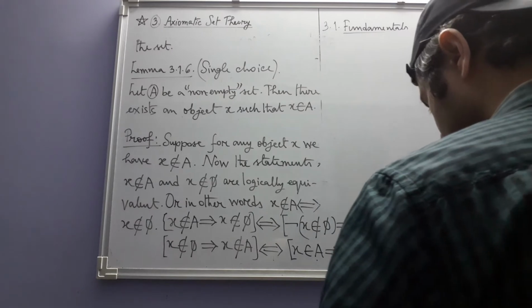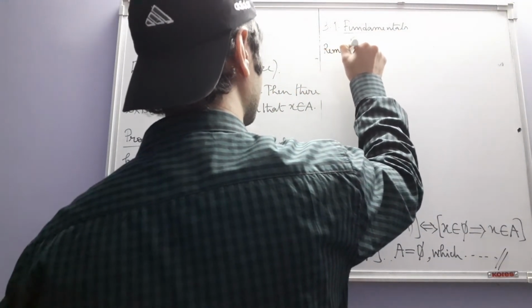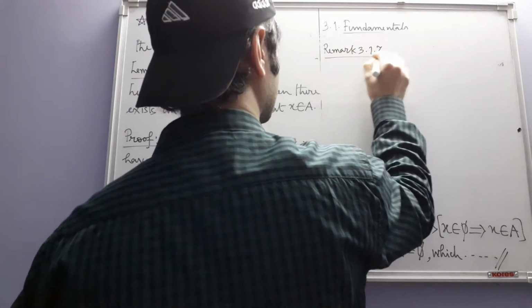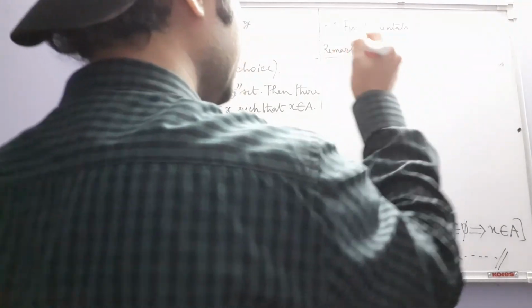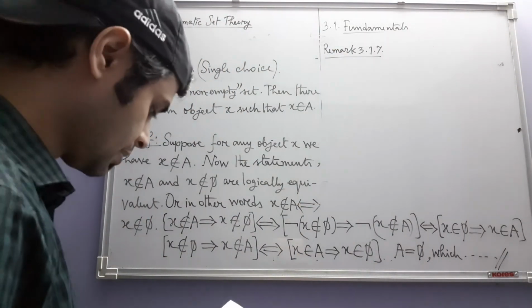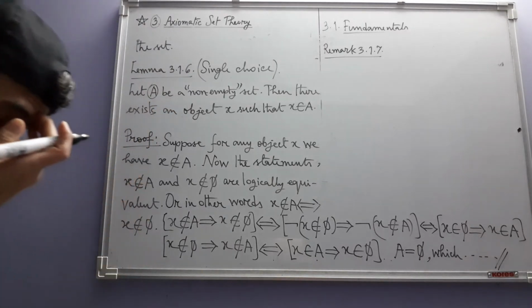So this is remark 3117. I don't know what is happening with the ink here. It is behaving like a ghost. Sometimes it comes, sometimes it does not. Okay, so the remark is just this.